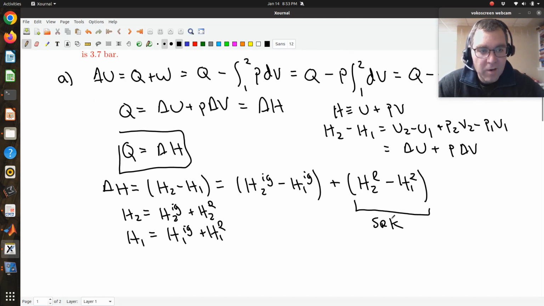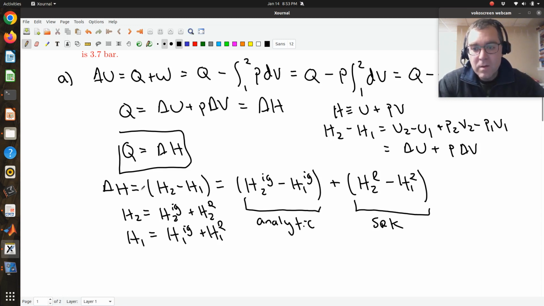By SRK equation of state, I've got some black box where if I know my temperature and pressure along with TC, PC, and omega, I can plug those into my black box and directly compute these two values and compute the difference. And when it comes to the difference in ideal gas terms, I'm going to have analytic equations that can be used to readily compute those.